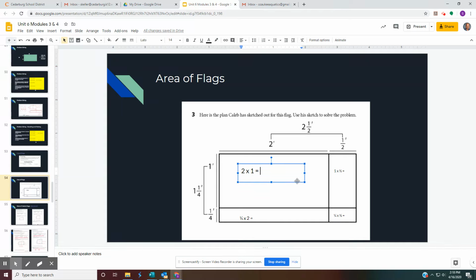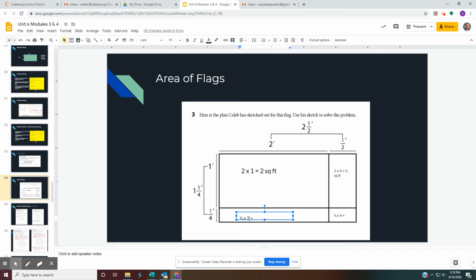Great, welcome back. Okay, so we have 2 times 1. 2 times 1 is 2, so we'll answer this correctly, 2 square feet, right? For this problem, we are multiplying 1 by 1/2. So what is 1/2 of 1? This is 1/2 square feet, correct?